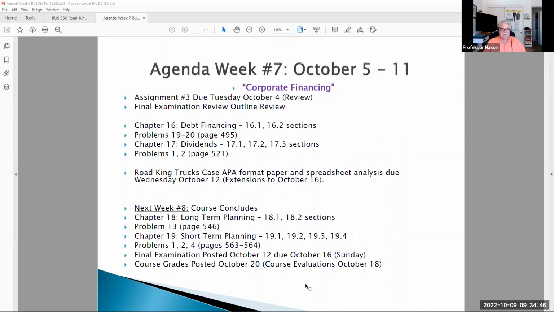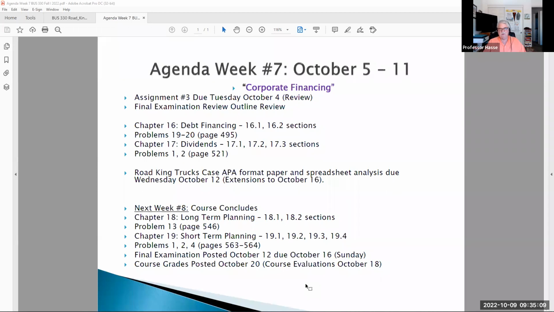And also we have the Road King case due this Wednesday, October 12th, but you can get an extension to Sunday, October 16th. Be sure you let me know about that, because the file folder is set to close at midnight on Wednesday, the 12th. If you post after that, it will not let you post your files for that assignment.